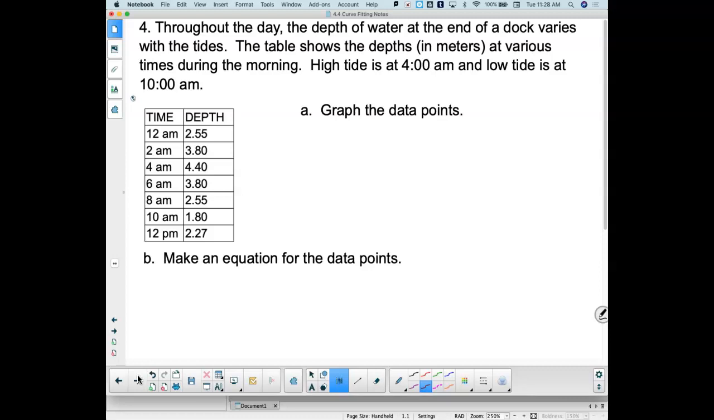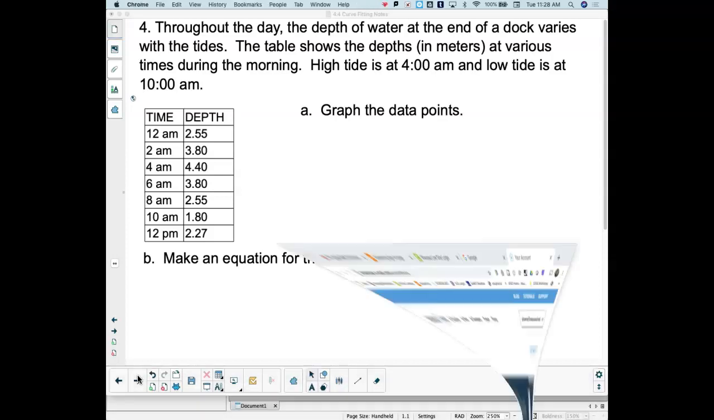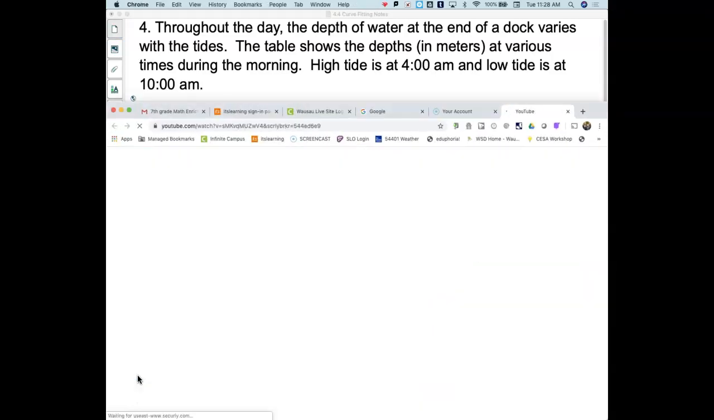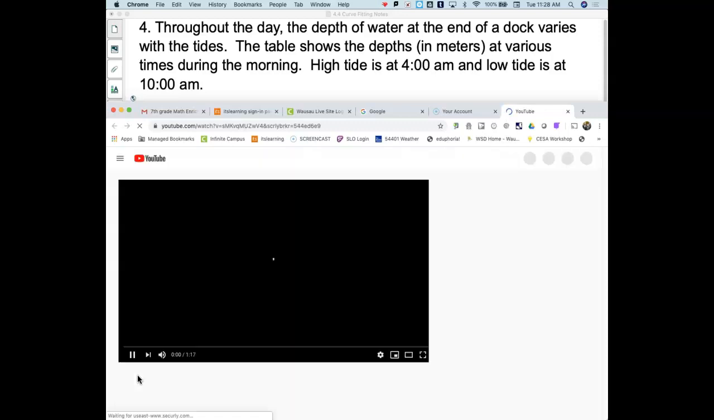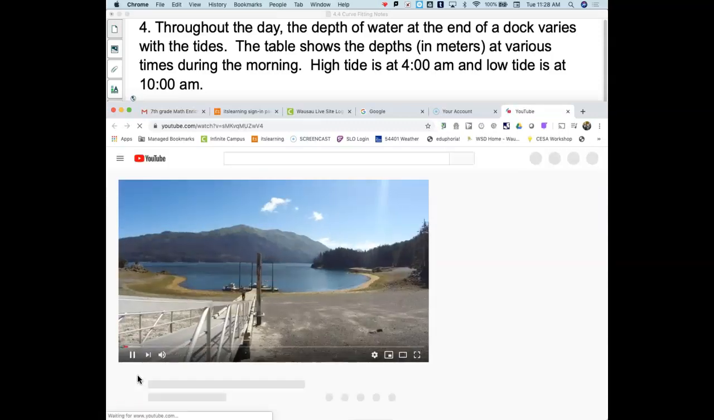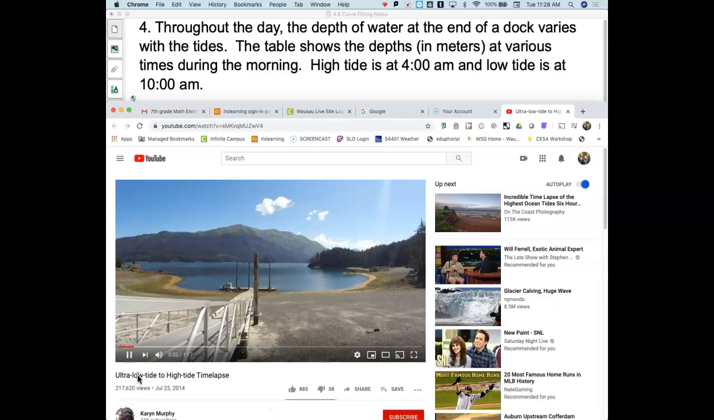Throughout the day, the depth of water at the end of a dock varies with the tides. The table shows the depth in meters at various times throughout the morning. High tide is at 4 a.m., low tide is at 10 a.m. What we're talking about here is something that looks like this. So you're currently at low tide at the end of the dock.